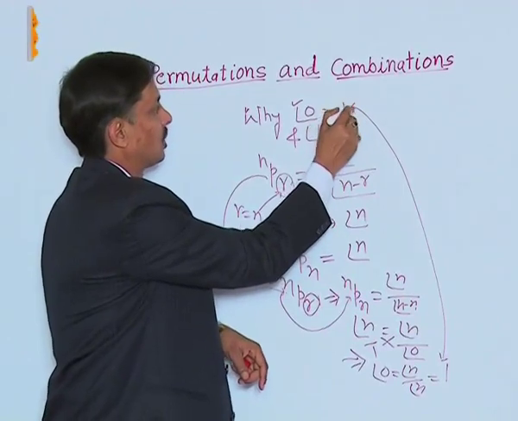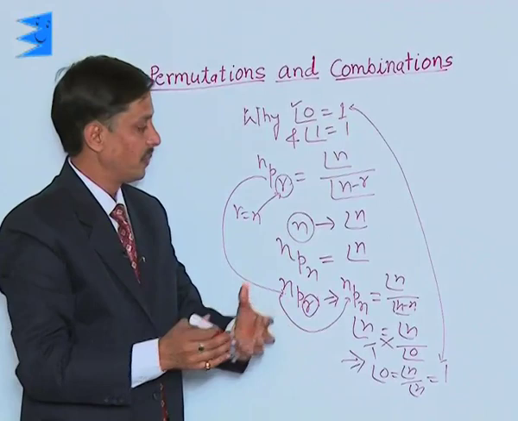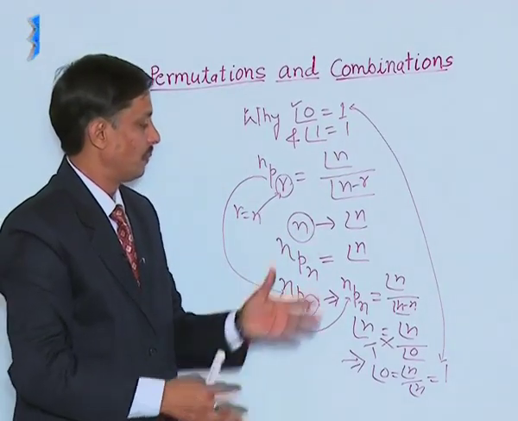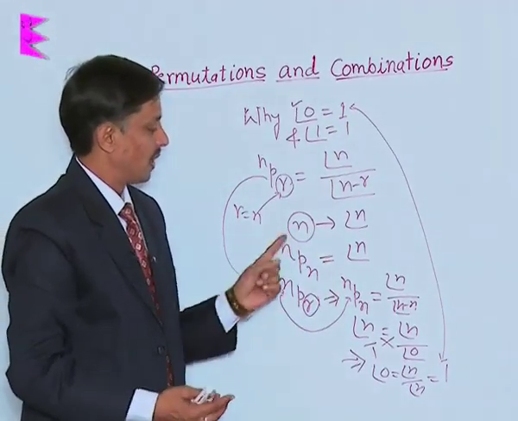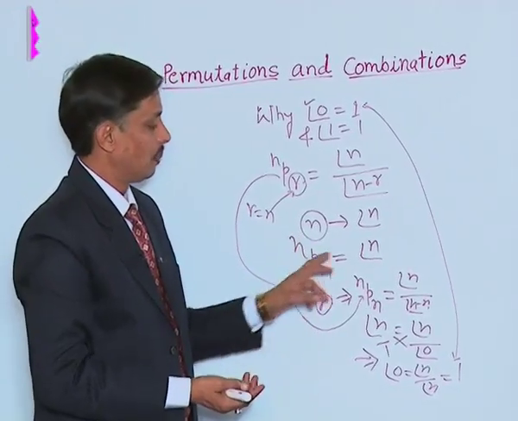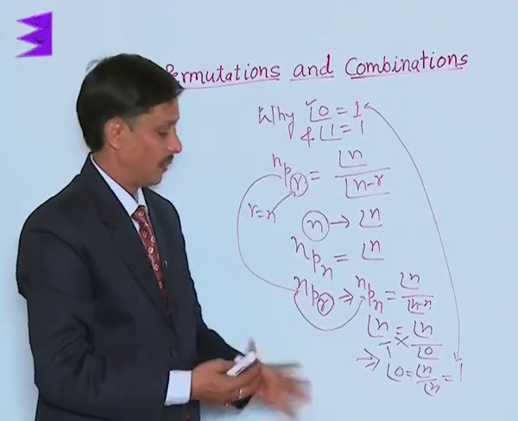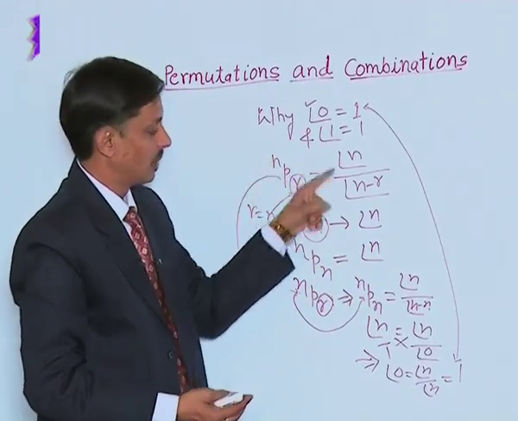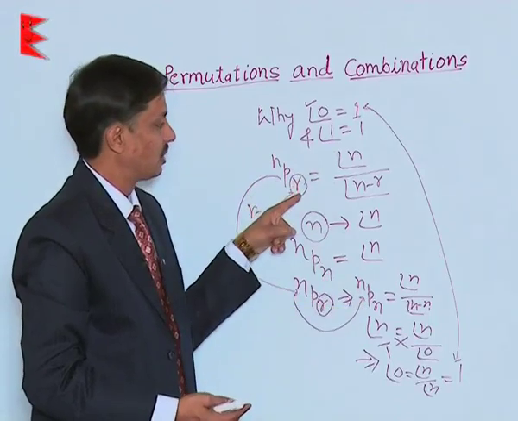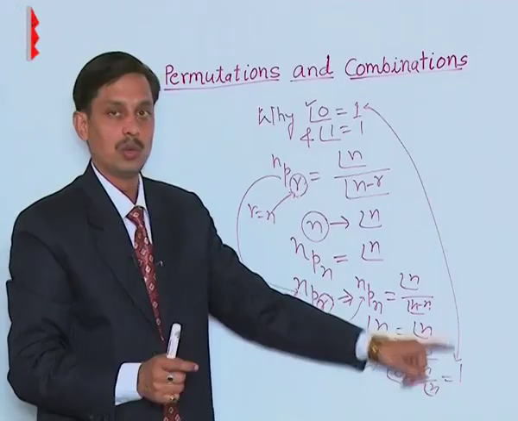This was the task, to explain why factorial 0 is 1. The reason is so simple. If n objects are to be taken out of n, then nPn is factorial n. Then applying the formula of nPr like this and replacing r by n, we get factorial 0 is 1.